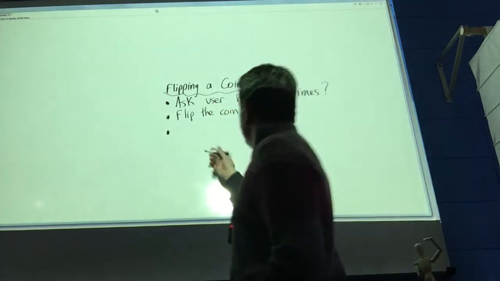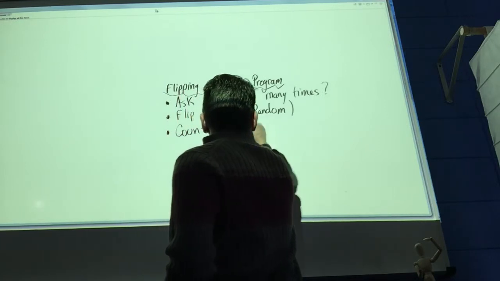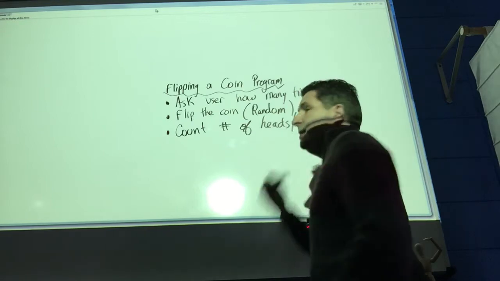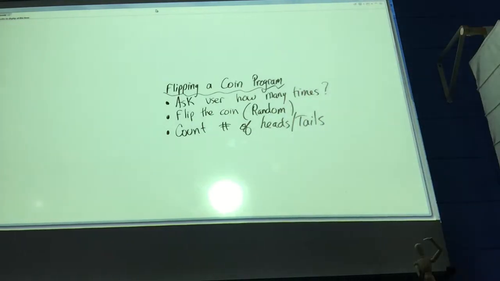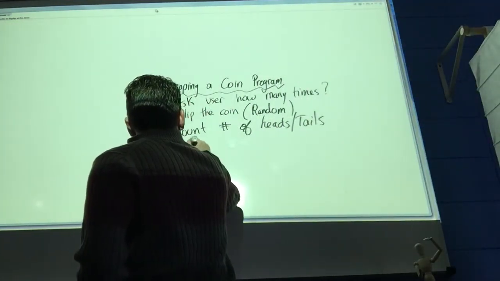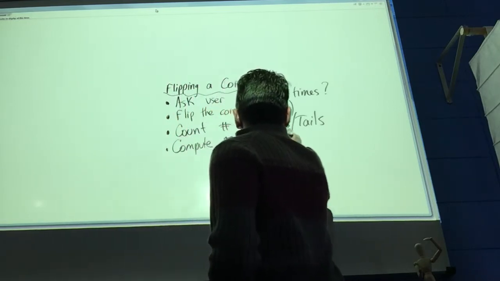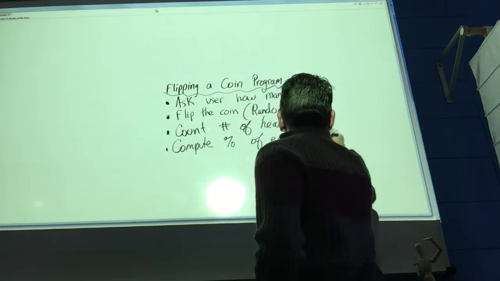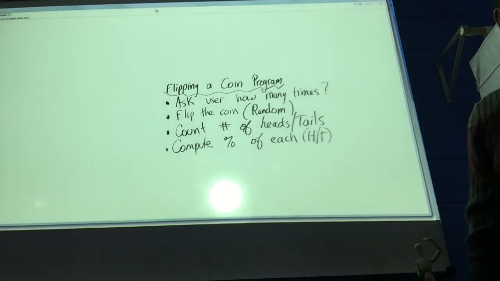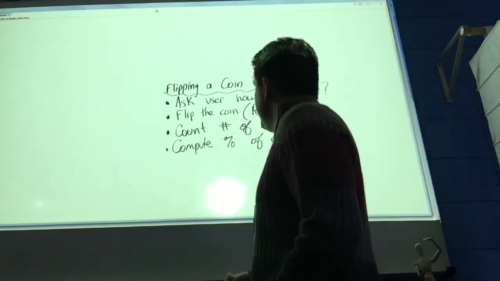The next thing I want to be able to do is count the number of heads and the number of tails. Okay, so we have a tally of each of those. And then I want to compute the percent of each, heads or tails. And if we flip it a lot of times, that should come out to be about 50-50. Okay, then we know our simulation is good.